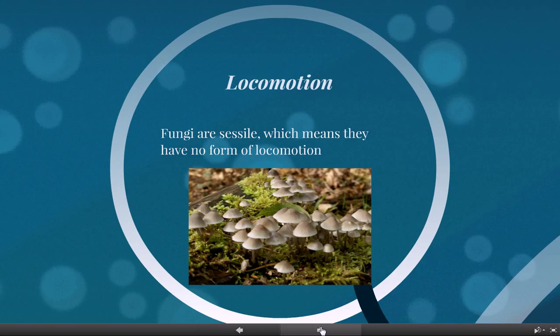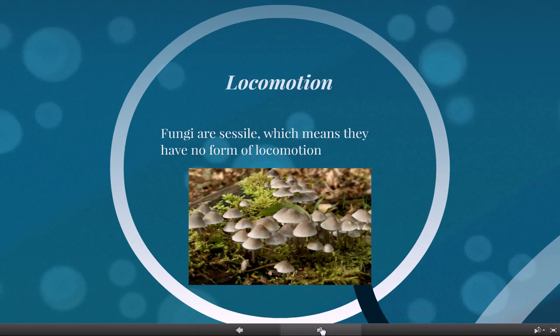Before I get to locomotion, it's very important to our life cycle because if we didn't recycle our dead organic materials, we wouldn't get those compounds back and those elements back into the soil, and we also would have a whole bunch of dead stuff laying around. Not good. So fungi are a very vital part of our ecosystem.